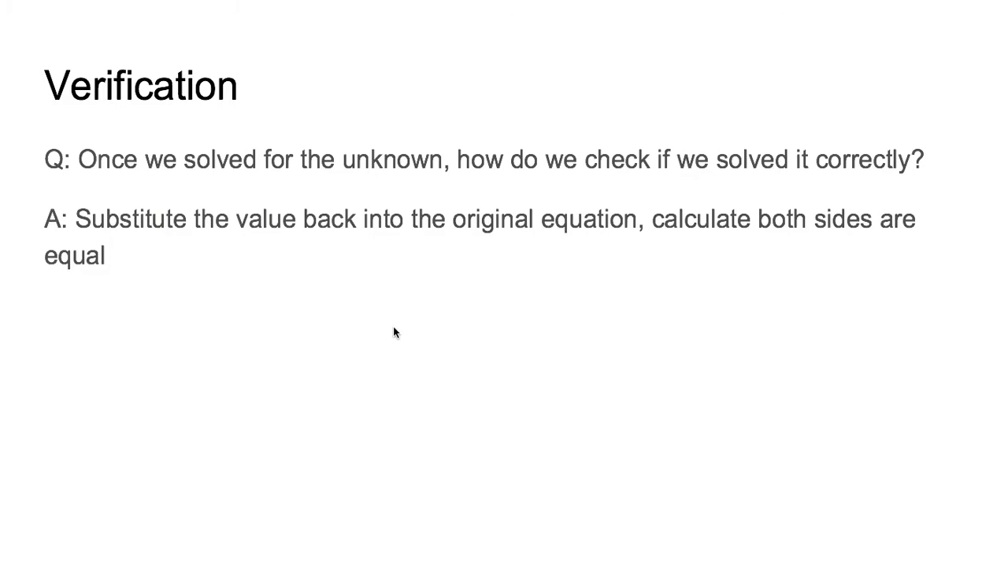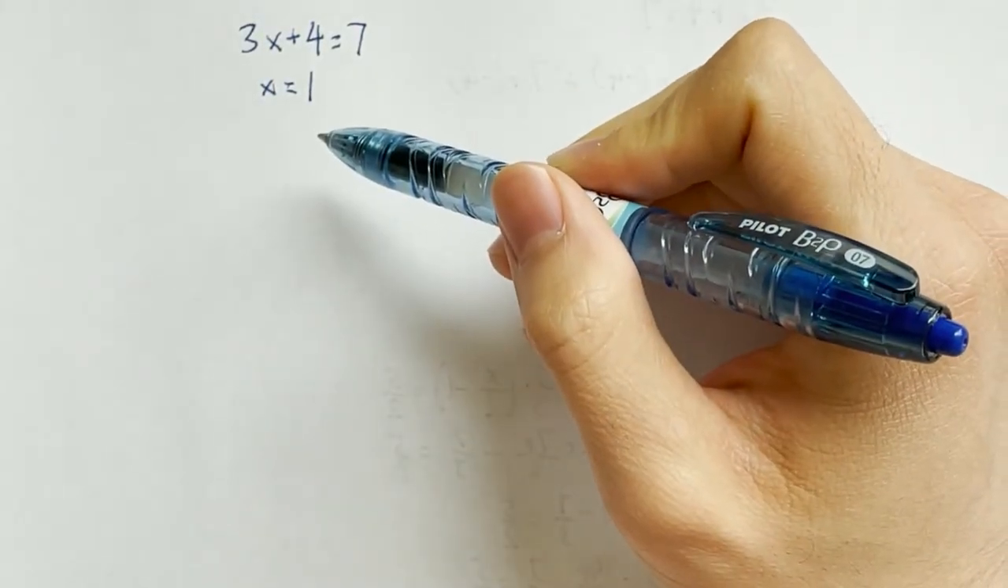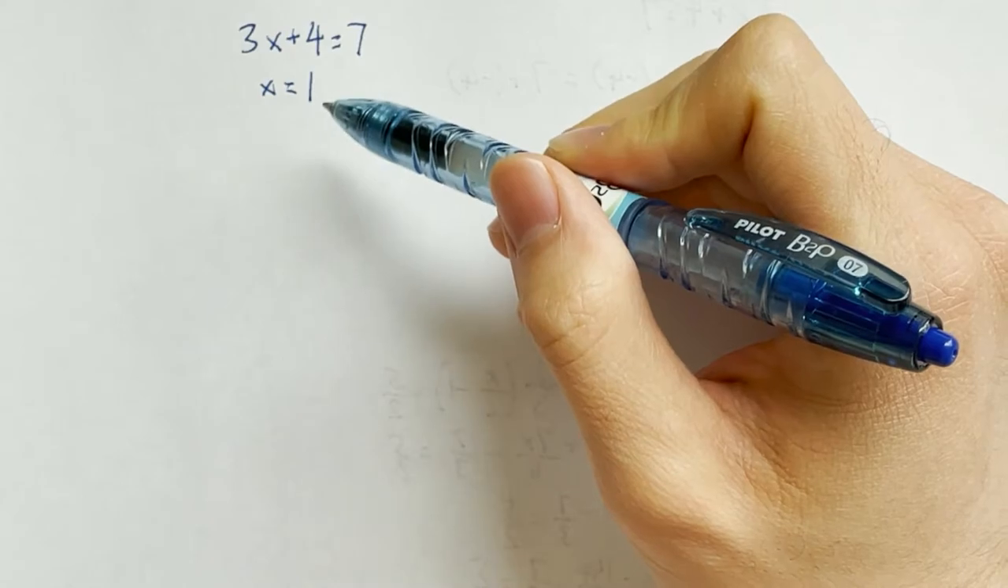Here's a question for our consideration. Once we solve for an unknown in an equation, how do we check if we solved the equation correctly? Well, one way is that we can substitute the value back into the original equation and calculate to see if both sides are equal, as the equation should be. Let's apply that verification technique to our first example equation.